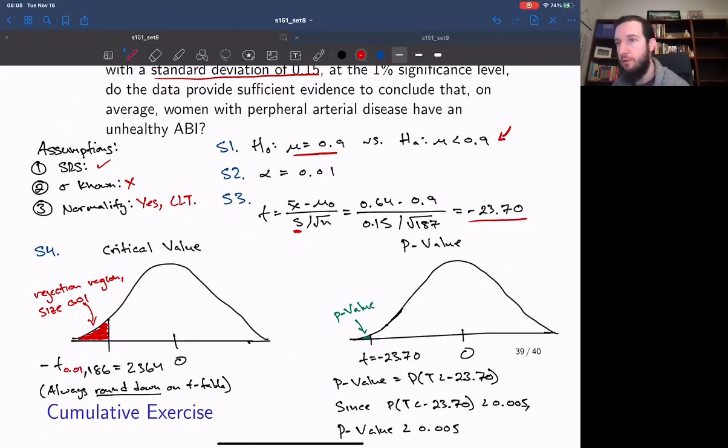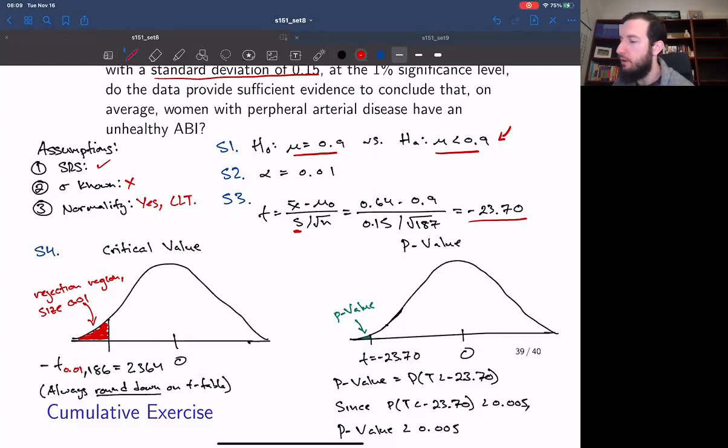Okay, so if we take the critical value approach, we need to find the critical value for the test. Since we're running a lower tail test, our rejection region is going to be in the lower tail of the curve. So again, the alternative hypothesis basically tells us where the rejection region is going to be located. So since we have a less than test, our rejection region is in the lower tail. So we are looking for a T value that's negative. It has an area of 0.01 to its left, and it's on 186 degrees of freedom.